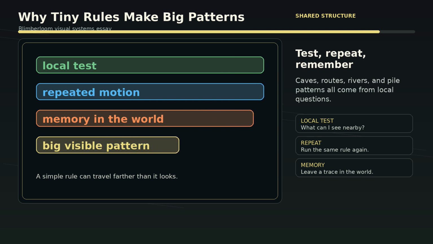So when a tiny animation suddenly looks intelligent, do not look for a secret controller. Look for the little question being asked over and over. What can I see nearby? What should change next? And what did the last step leave behind?